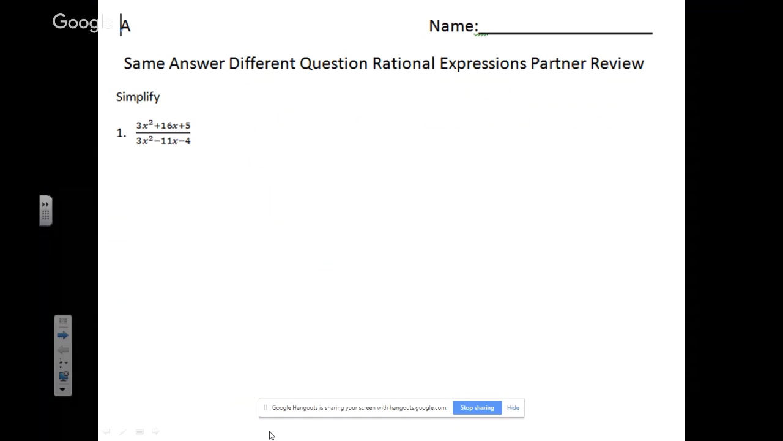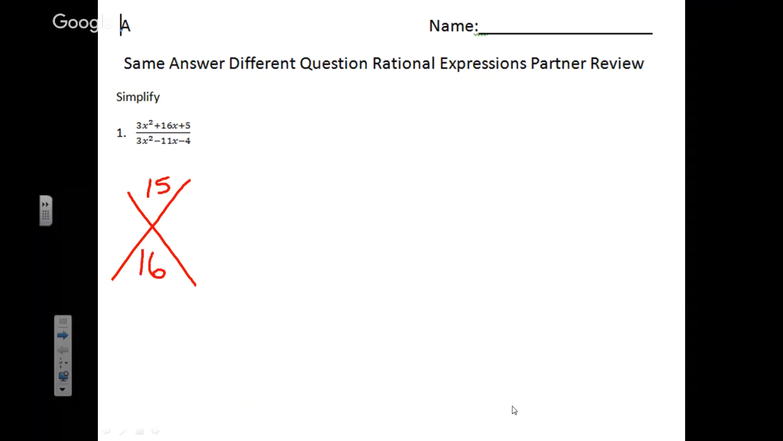Okay, so this very first one, that's kind of how we approach it: factor the top, factor the bottom, and then cancel. So I have to do an X box for the top, an X box for the bottom, and then go from there. I come off to the side and say, well, that would be 15 and 16, because 3 and 5 times give me that, and 16 is in the middle. What times gives me 15 but adds to 16 is 15 and 1.